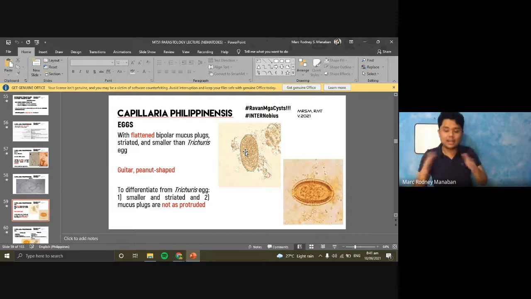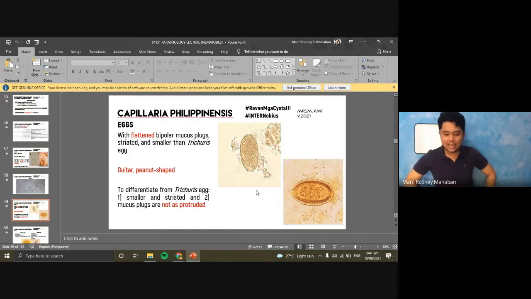And also, the polar plugs. The bipolar plugs are flattened. They are not that protruded, not as prominent compared to Trichuris, okay? Please take note. So the appearance is the same, actually, but again, the eggs are wider, all right? And smaller, actually. And the bipolar plugs are flattened, not protruded compared to your Trichuris. Okay? All right. And also, some eggs have striations.